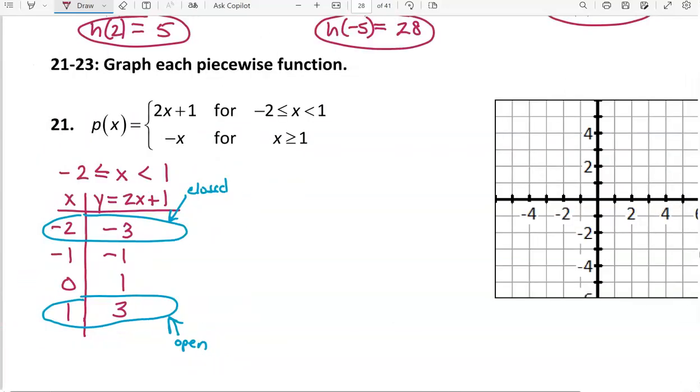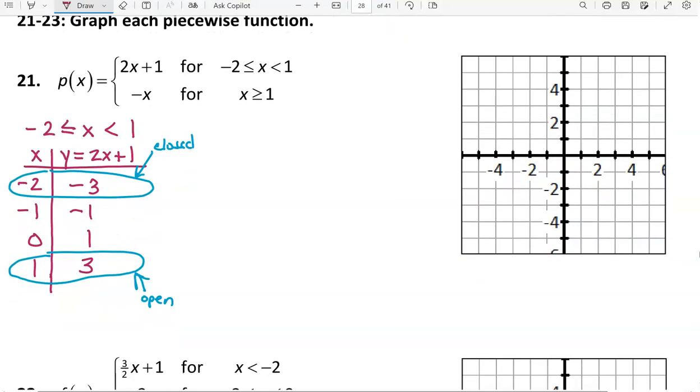Now let's graph those points on the grid to the right. Negative 2 comma negative 3, which is a closed circle for that endpoint. Negative 1 comma negative 1 is a point in the middle. 0 comma 1 is also a point in the middle, and 1 comma 3 is another endpoint, but that one needs an open circle, and I will have to graph that correctly this time. And there we have a straight line, or at least a part of a straight line.